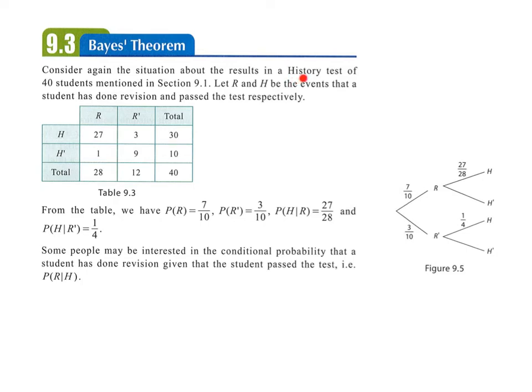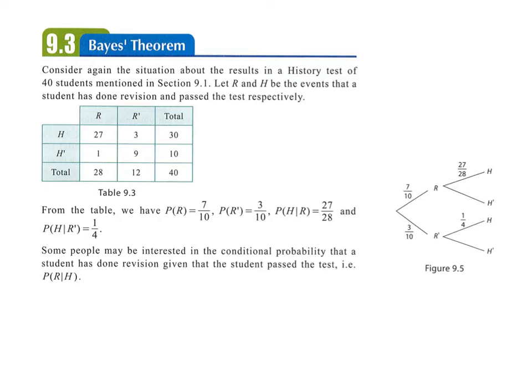It is about a history test and also about the students who have done the revision. So R is that the student has done revision and H is the student who passed the history test. And you can see a table here. 40 students, there are 28 students who have done revision and 12 who haven't done the revision. And among the 28 students who have done revision, 27 passed, and so on. You can understand this table.